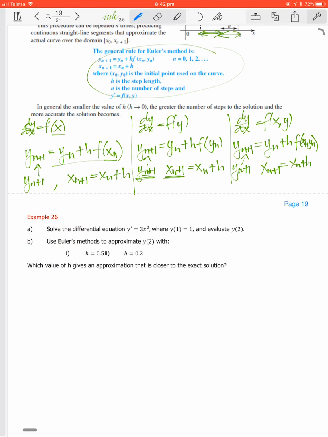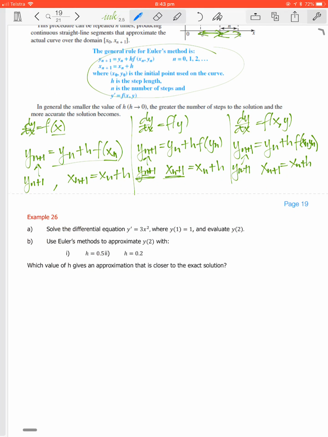Okay, so first thing here, solve the differential equation y dash is equal to 3x squared, y(1) is equal to 1, and evaluate y(2). So what we're saying is we know what the derivative is. We know that y dash, dy/dx, is equal to 3x squared. We know in the original function y, when x equals 1, y equals 1, and I want to find y of 2. So if I couldn't integrate it, I could use this iterative method, Euler's method.